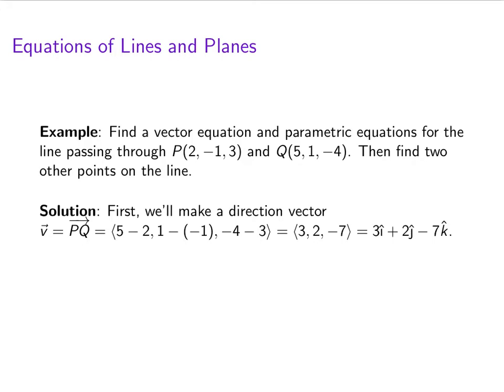First thing to do is make a direction vector. So the vector V is PQ, so we take the point Q and subtract P, and we end up with the vector <3, 2, -7>.